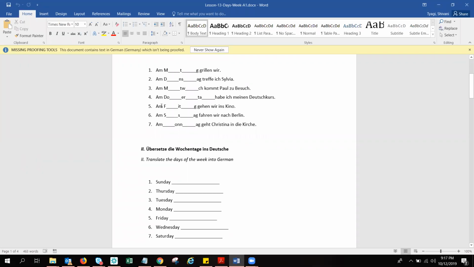Okay, so in this exercise we need to write down the words. Weekdays are simple, but you will learn how to make sentences, how you will use these weekdays in sentences. So Pratibha, can you quickly read the first sentence? Am Montag grillen wir. Okay, so am Montag grillen wir, that means on Monday we grill. We grill means a grill party.